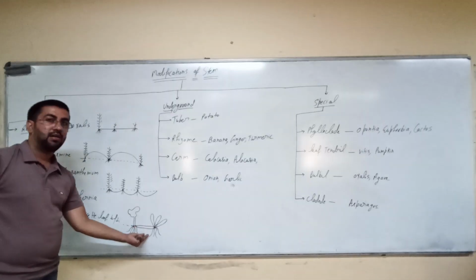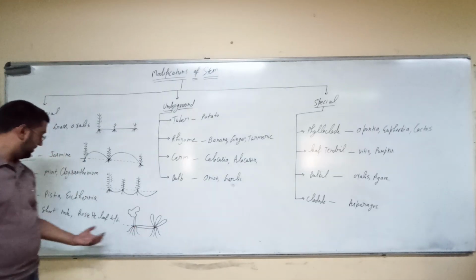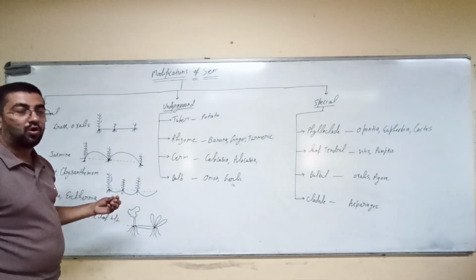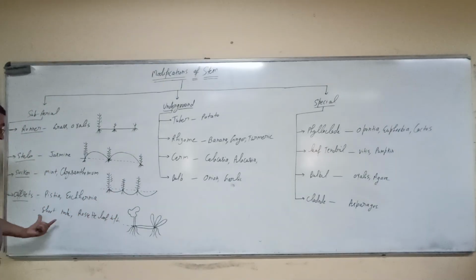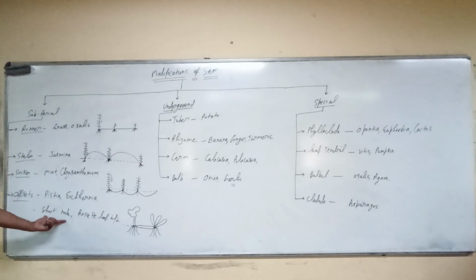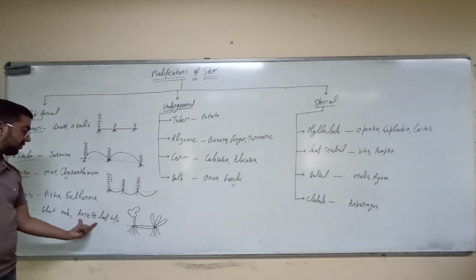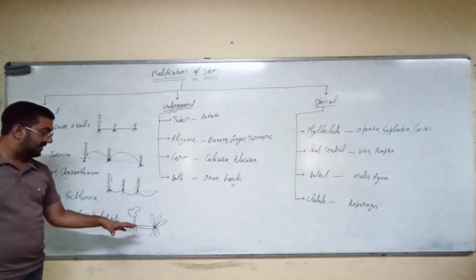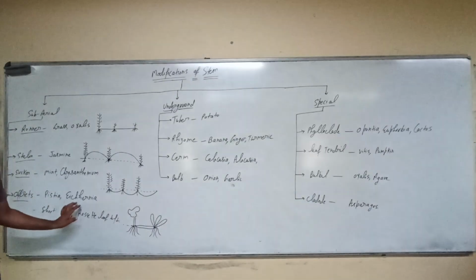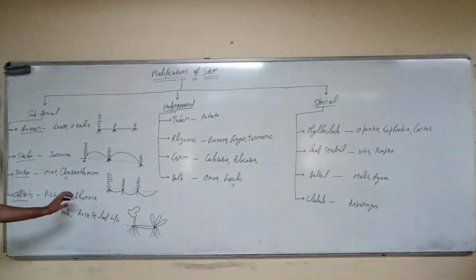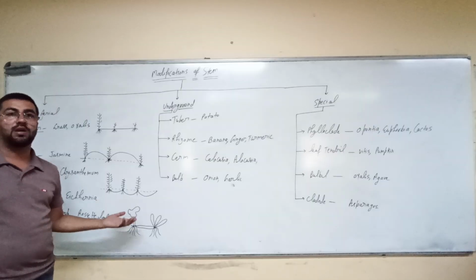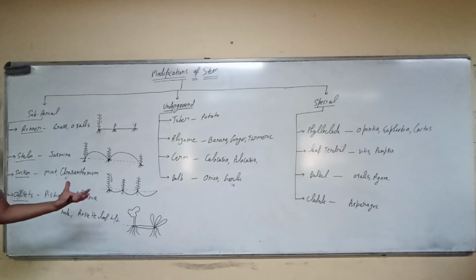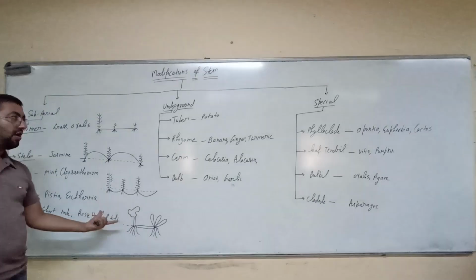This is offset. You can say offsets are broad, thick and short node-like modified stems which bear a rosette of leaves, a tuft of leaves. They are present in pistia and eichhornia. Eichhornia, you can say the terror of Bengal. It is a type of invasive weed.